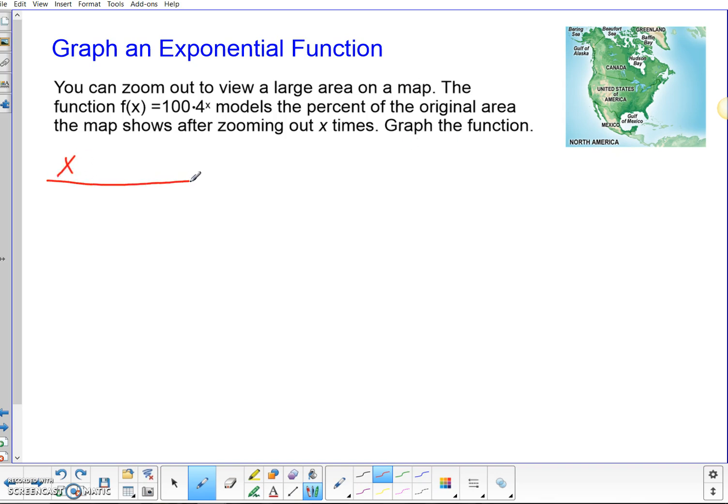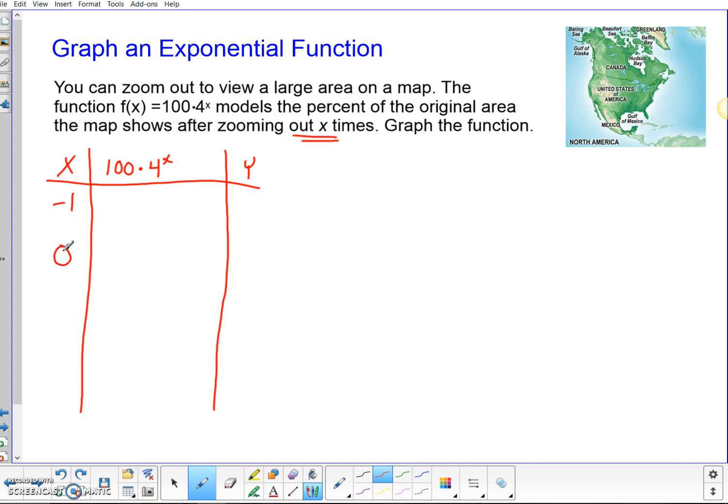So again, zooming out x times. Can I zoom out a negative number of times? Actually, I can, because that would mean I zoomed in. It'd be the opposite of zooming out. So I am actually going to put in -1, 0, 1, and 2, and use those same values again.